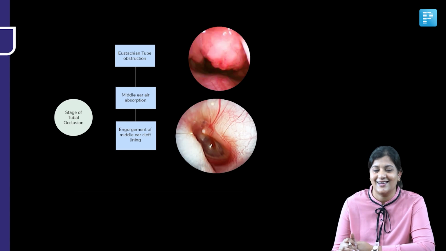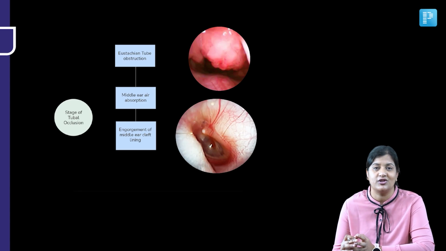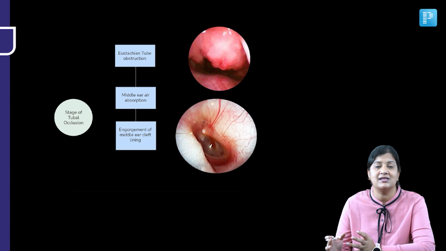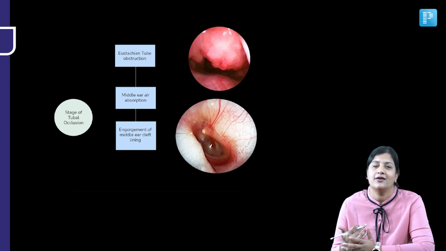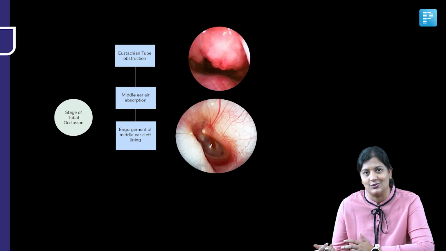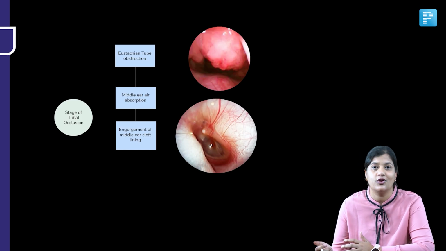Let us understand the stages. Like I've mentioned, these are the stages mentioned in books other than SRB, but this is something that we've got to at least understand the basics of. So the first stage is called the stage of tubal occlusion. So what happens in the stage of tubal occlusion?